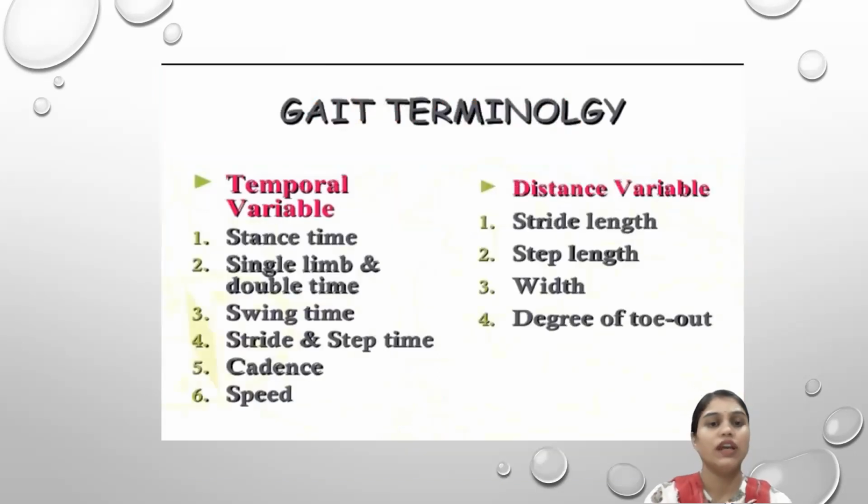Gait terminology. Temporal variables: stance time, single limb and double limb support time, swing time, stride and step time, cadence and speed. Distance variables: stride length, step length, width, degree of toe out.